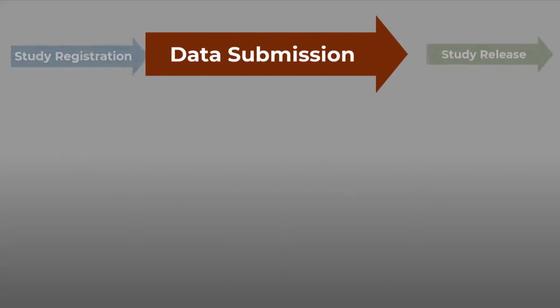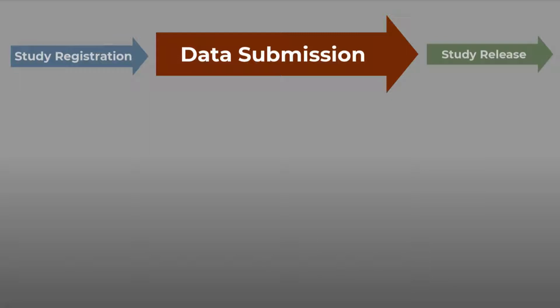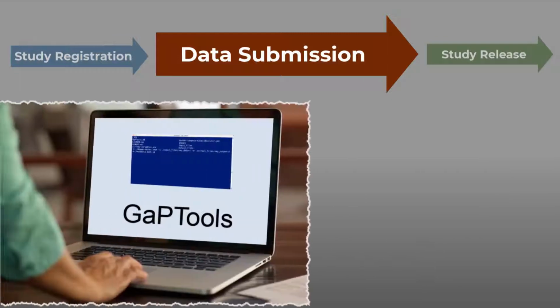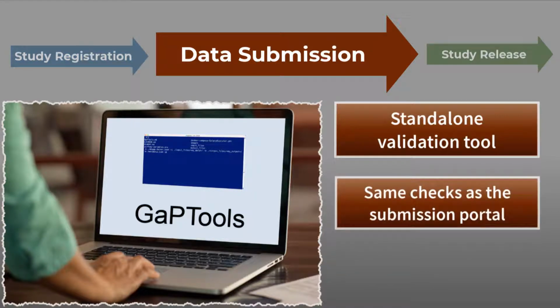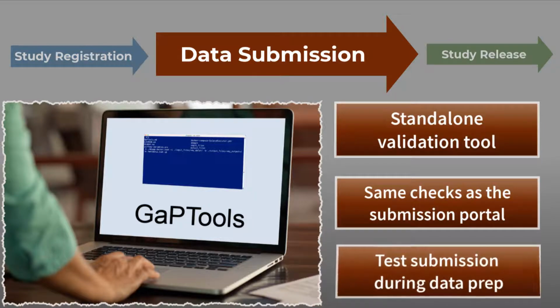If you are submitting genome scale data to dbGaP, this video is for you. We are introducing new software called GaPTools, which is a standalone validation tool that you can use to check your data before submitting to dbGaP. The dbGaP submission portal uses the same preliminary validation checks as GaPTools. This means that you can test your submission during data preparation.